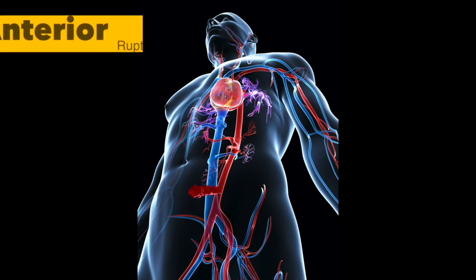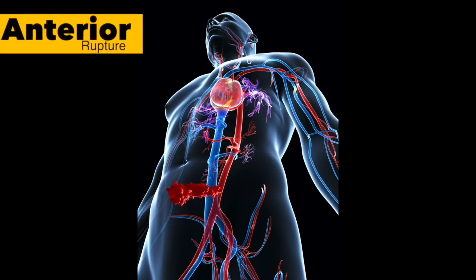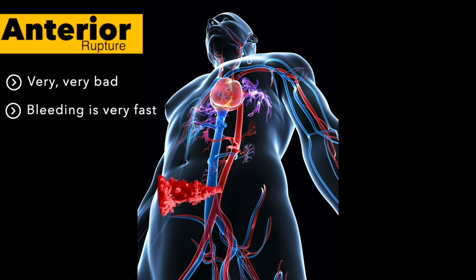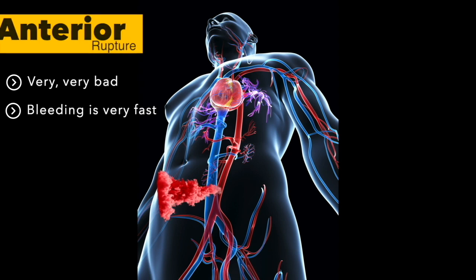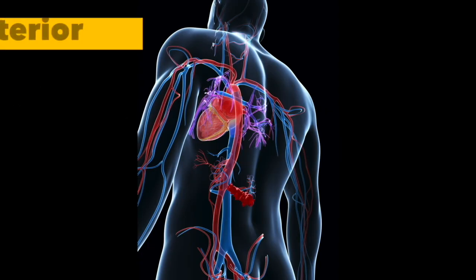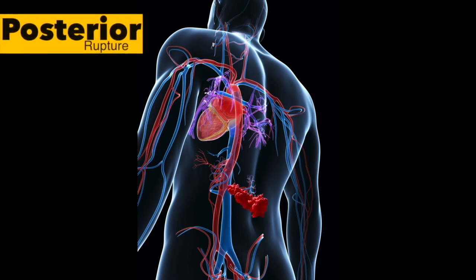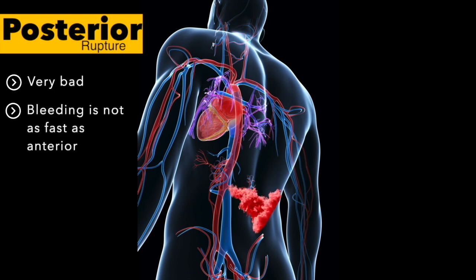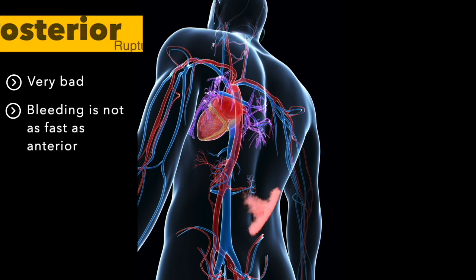An anterior rupture bleeds into the peritoneal cavity. This is very, very bad, because the bleeding is very fast. A posterior rupture is a bleed into the retroperitoneal cavity. This is also very bad, but not as bad as the anterior bleeding, because the surrounding tissues slow down the bleeding a little bit.